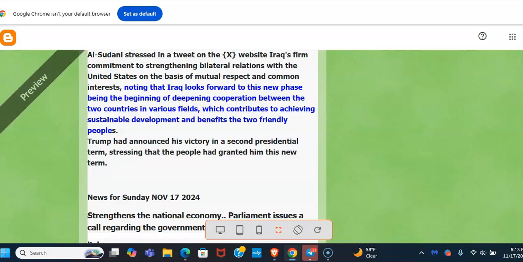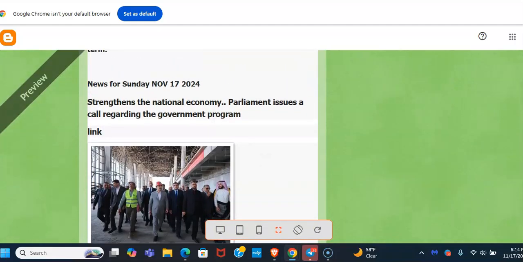And so here's a little bit more, noting that Iraq looks forward to this new phase being the beginning of deepening cooperation between the two countries in various fields, which contributes to achieving sustainable development and benefits the two friendly peoples. So, see, Sudani is adamant about partnership, cooperation, right? Whereas before it wasn't, it was like we just told them and they did. It was more like instruct and you do what we say. Sudani's like, that's over. We're partners and we will cooperate. Okay, so now we're on today's news.